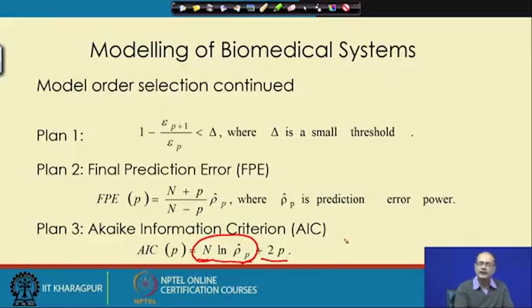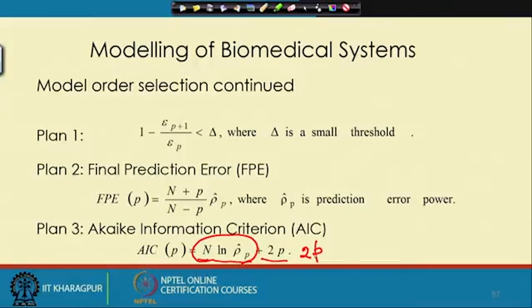In fact, for the theoretical derivation, Akaike found that this term should be p, but when people tried to use it, they found that if we use a scaled version, that is 2p, we get more accurate values. So, that is what is used in practice.